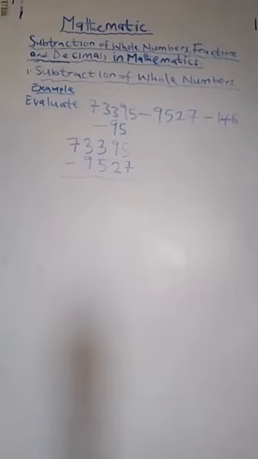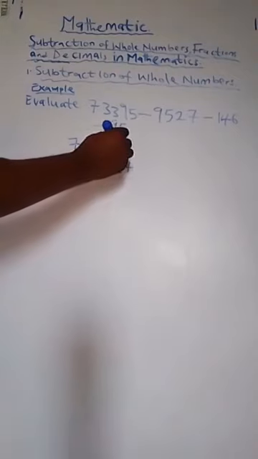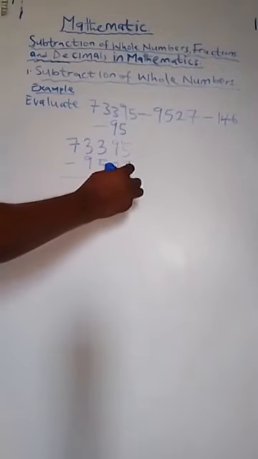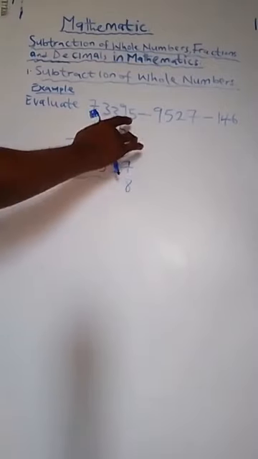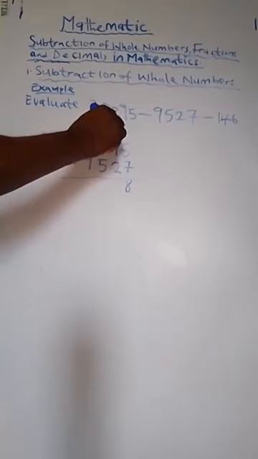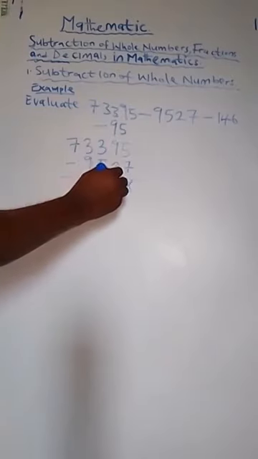5 minus 7 is not possible. Borrow 1 from here. This place will be 15. 15 minus 7, you have 8. This place, I have 9 before I removed 1, so I have 8 left. 8 minus 2, that is possible.